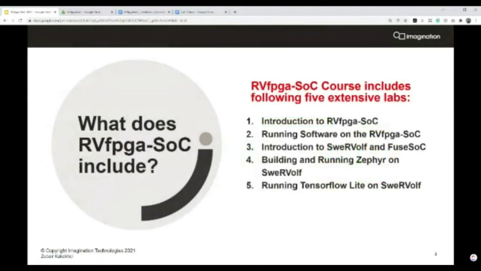So what does RVfpga SoC include? It includes a set of 5 extensive labs. They're quite detailed, and I'll go one by one into each lab and talk about it a bit more in depth. It starts with the lab 1 introduction. Then we run bare metal software on the SoC. Then we introduce another way of making an SoC, comparing SweRVolf and FuseSoC. We talk about how to run Zephyr, a real-time operating system, on SweRVolf, and we also go all the way up to TensorFlow Lite on SweRVolf.